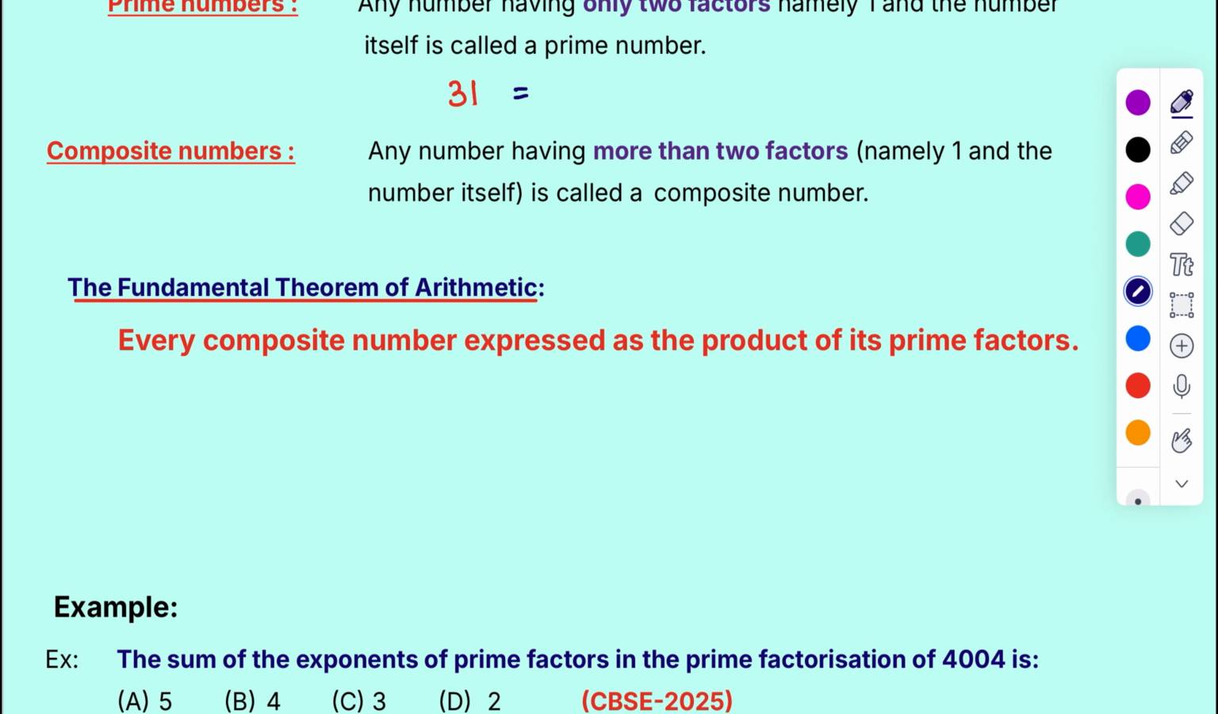All other prime numbers are odd. 2 is the only even prime number. Similarly, other prime numbers are 3, 5, 7, 11. These are the prime numbers.